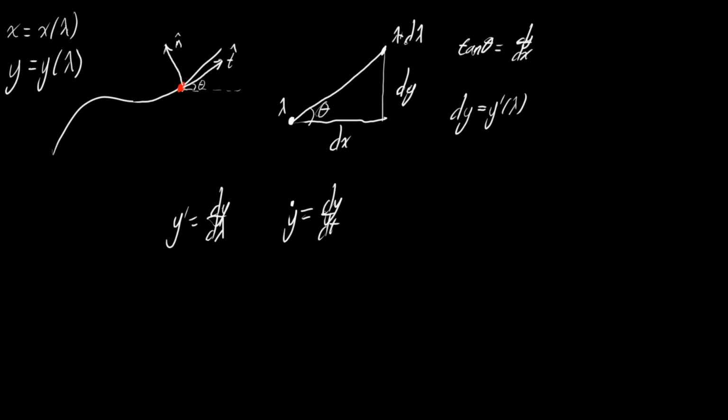So y prime, the derivative of y with respect to lambda, times d lambda, and that's the same for the x. So you can see that this would be the same thing as y prime, the derivative of y with respect to lambda, over x prime. The lambdas are going to cancel out, so we're just going to be left with y prime over x prime. So that's going to be a relationship. Tangent theta is equal to y prime over x prime, and that's what we're going to be using a lot.